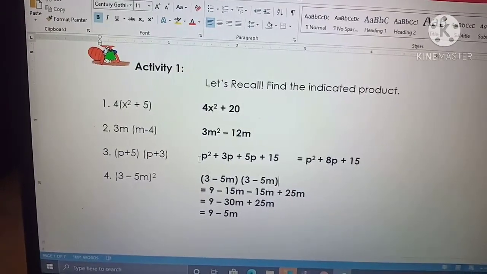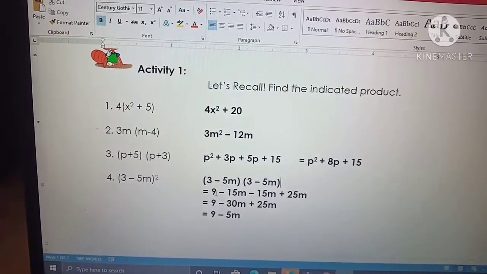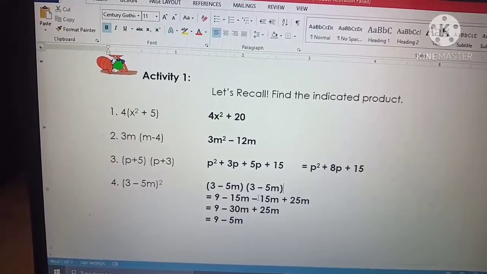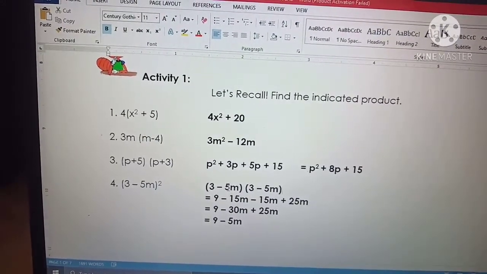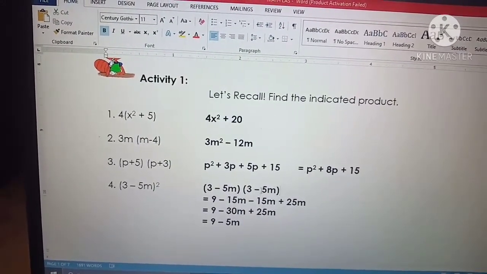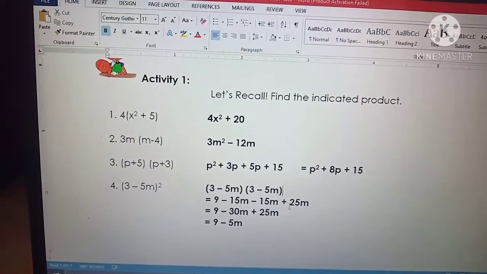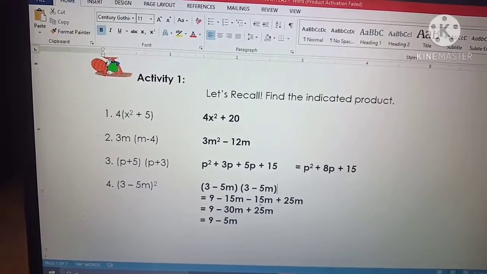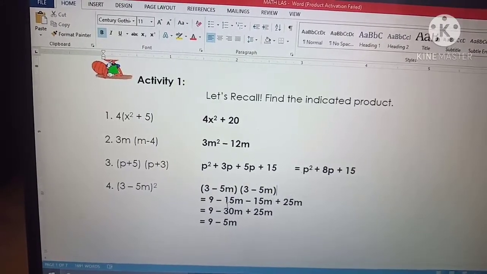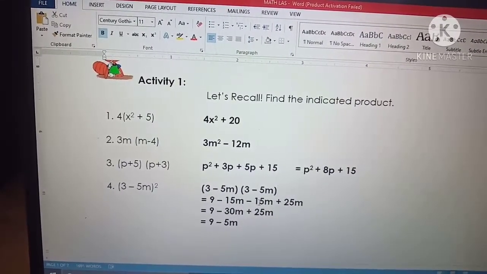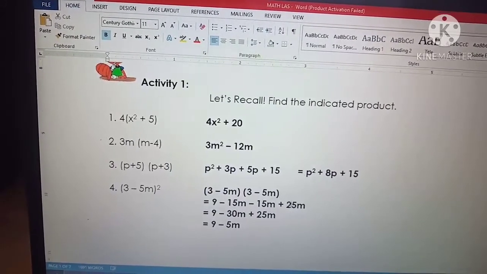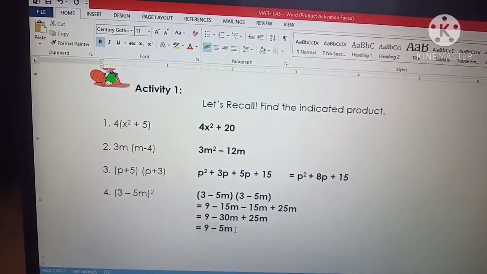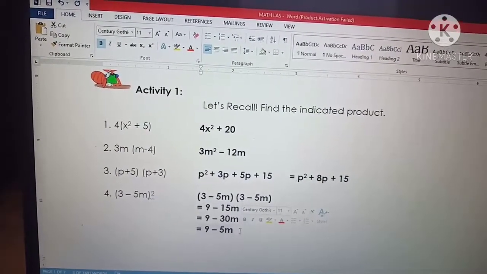Katulad ng ginawa natin sa number 3, 3 times 3 is 9, 3 times negative 5m is negative 15m, negative 5m times 3 is negative 15m, negative 5m times negative 5m is positive 25m squared. So, combine like terms. The like terms in this equation are negative 15m and negative 15m. So, copy natin si 9. Negative 15m minus 15m is negative 30m. So, copy natin si 25. So, the answer for our number 4 is 9 minus 30m plus 25m squared.